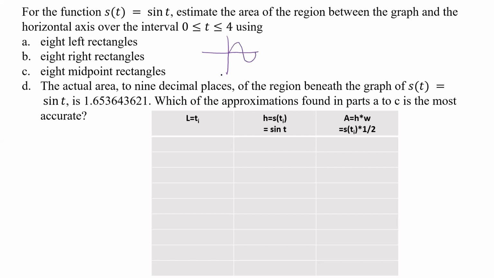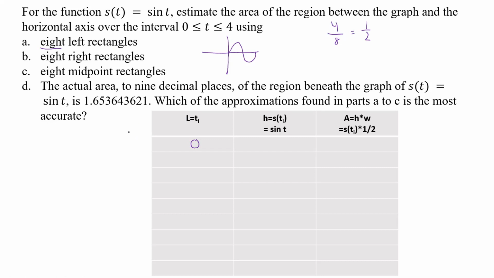We have to do the left 8, and then the right 8. So left 8. If we start here, our left 8 is going to start at this point, 0, and that's going to be our first point. Now we have to figure out how wide our intervals are. If we're going from 0 to 4, that distance is 4, and we're going to divide it into 8 rectangles. So we divide that by 8, and each rectangle is going to have a width of a half.